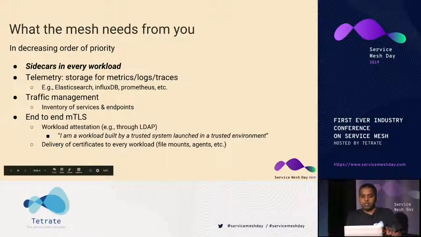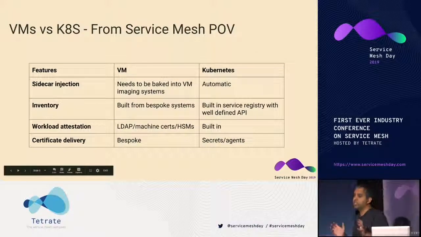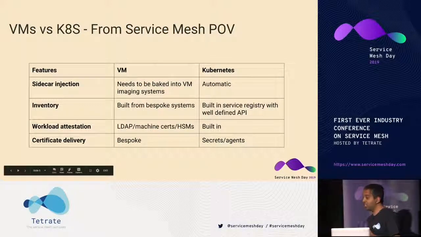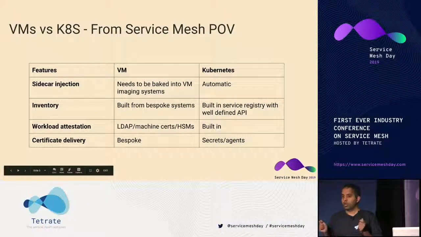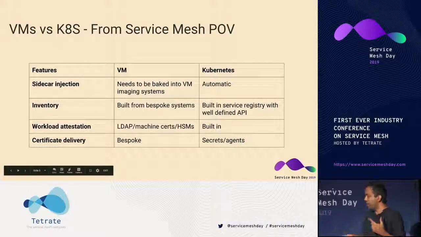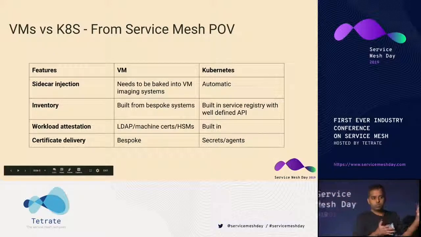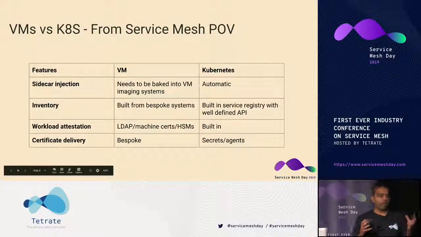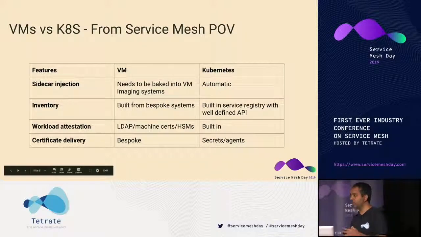So with these as the background requirements, let's recap how VMs versus Kubernetes differ when you start thinking about a service mesh. Sidecar injection is a breeze in Kubernetes. You can automatically inject sidecars, whereas in the land of VMs, you have to go talk to the VM imaging department. Inventory: after having talked to a whole bunch of customers, some have completely database-based inventories with portals where you register services and create DNS accounts and so on. Some don't even have that, and it's a wide open world there.